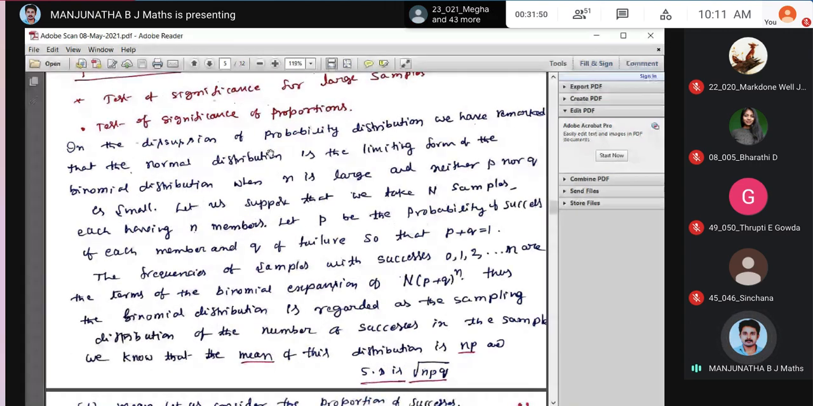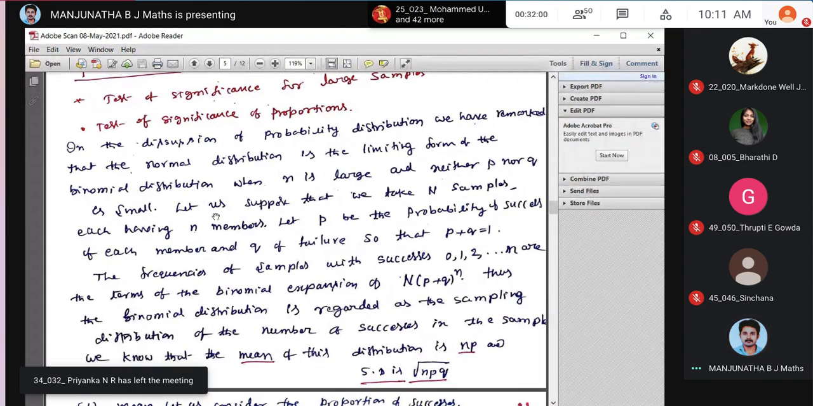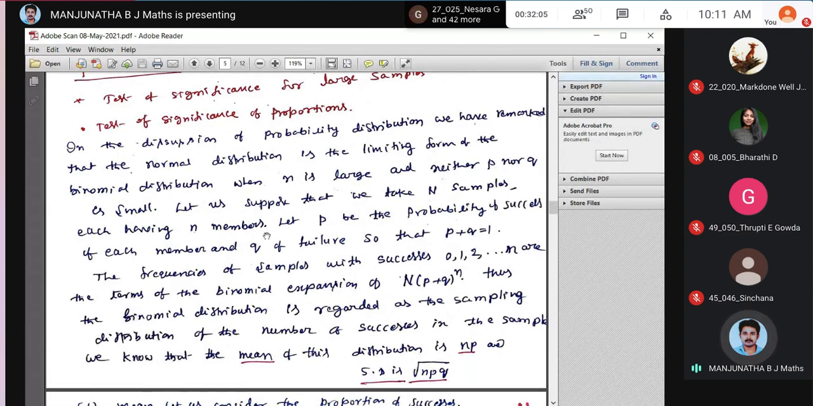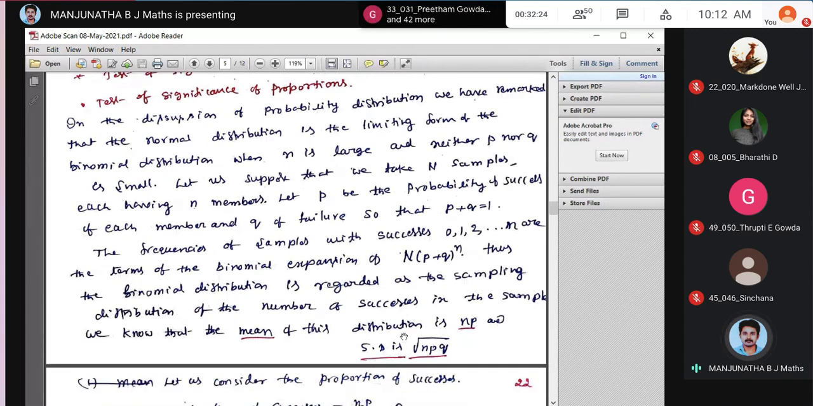So in the discussion of probability distributions, we have remarked that the normal distribution is the limiting form of the binomial distribution, when n is large and neither p nor q is small. So let us suppose that we take samples, each having n members. Let p be the probability of success of each member and q the probability of failure, so that p plus q equals 1. The frequencies of samples with successes 0, 1, 2, 3 up to n are the terms of the binomial expansion of (p plus q) to the power n. Thus, the binomial distribution is regarded as the sampling distribution of the number of successes.